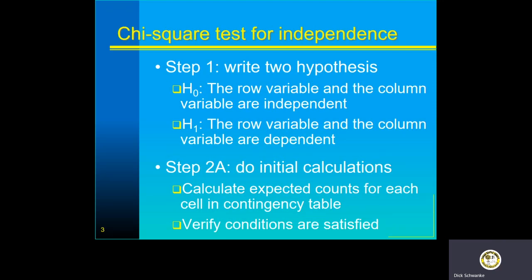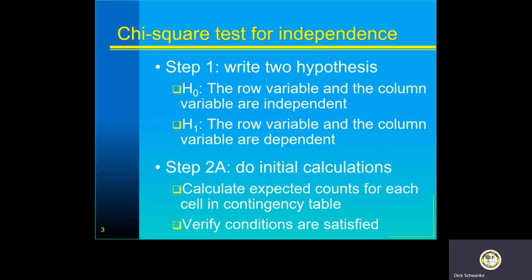So our chi-square test for independence is in the same 5 steps that we've been doing for all these hypothesis testing, starting with step 1, to write down the null and the alternative hypothesis. In this case, the null hypothesis, H naught: the row and the column variables are independent, compared to the alternative, H1: the row variable and the column variable are dependent. So back on that 4.4.7 Excel problem, is the purchasing dependent or independent of the age of the customer?